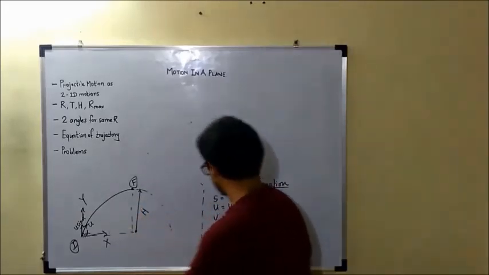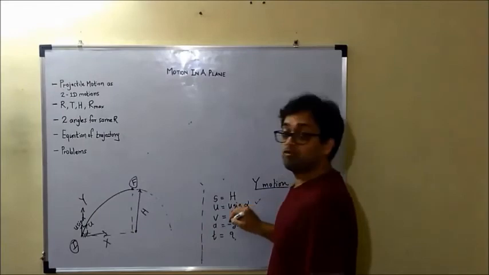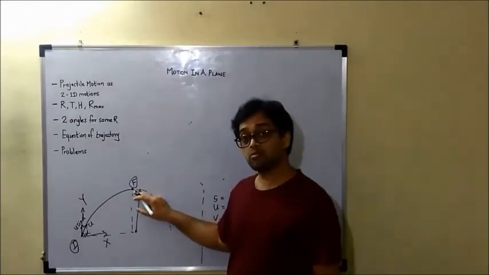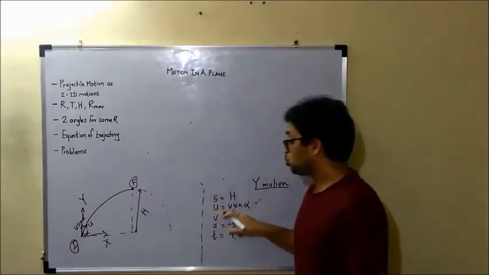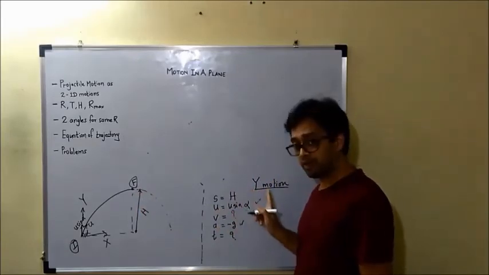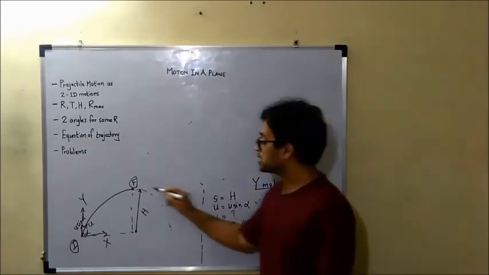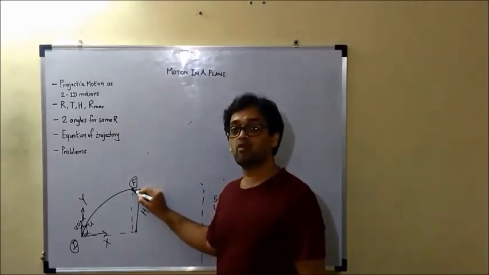So that's your task. Now what about v? That is the final velocity. Where is my final point? Here. Which motion am I analyzing? Y or x motion? I am analyzing y motion. So what is the y velocity when the ball is at this point?